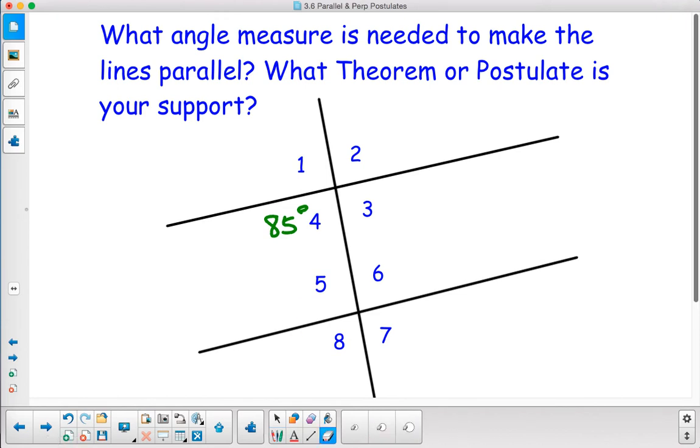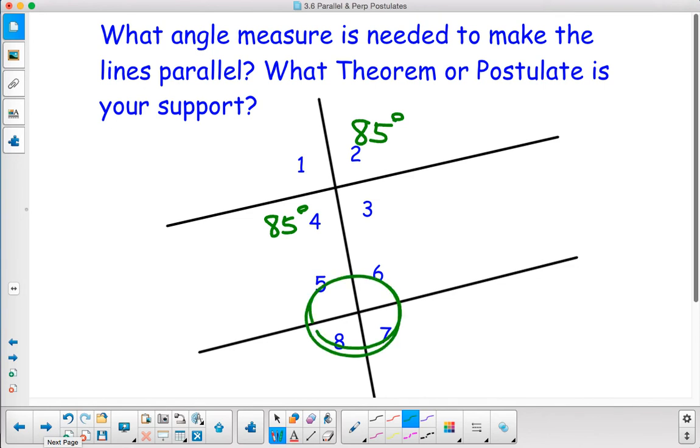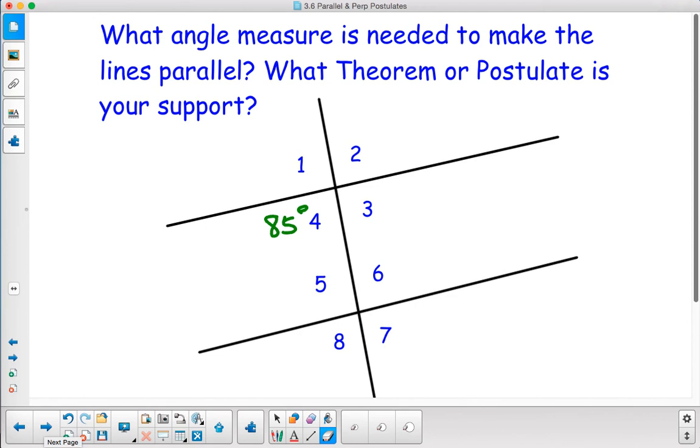Remember, you have to have an angle at each intersection, so it does not do any good just to have angle 2, because we've got to have something down below here in order to match it up. So again, watch for problems that don't give you enough information. You do have to have some information at each intersection. So I think we can do one more with angle 4. If we would have angle 6 as 85 degrees, that would be the converse of the alternate interior angle theorem.